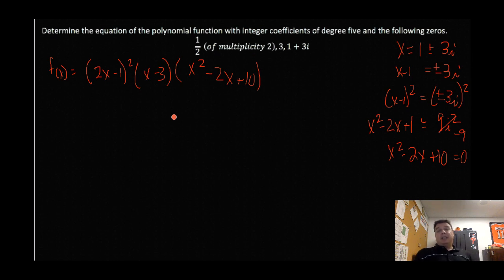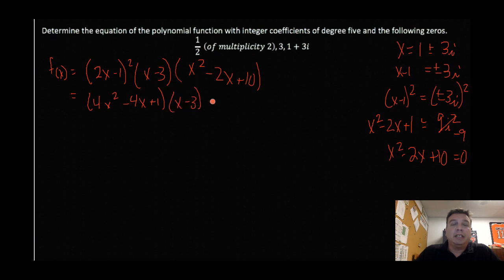So what I now need to do is multiply all this stuff out. When I multiply all this out, I'm going to end up with 4x squared minus 4x plus 1 that I will then need to multiply by x minus 3. When I'm done multiplying those two things, I'm going to have to multiply by the x squared minus 2x plus 10.